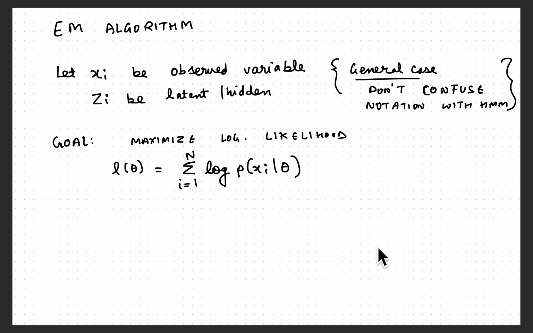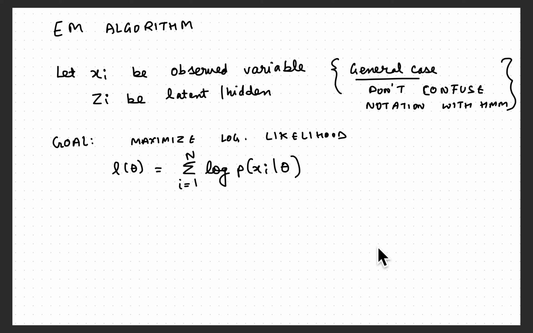So I'll be talking about the EM algorithm, and in this slide, please do not confuse the notation with HMMs, right? This is a more general discussion of the EM algorithm where we say that x_i's are the observed variables, x_1 through x_n, for example, and z_i is the latent or the hidden variable. So the goal is to maximize the log likelihood, right? So the likelihood of observing the x_i's given the model parameters theta.